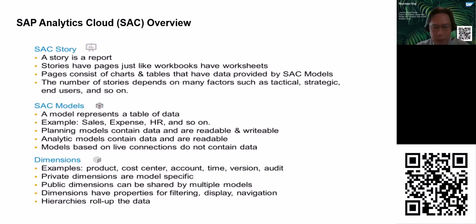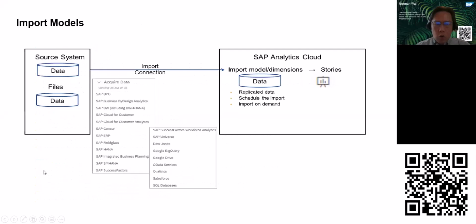Okay, there are topics such as private dimensions and public dimensions, and these are modeling components within SAC models. Okay, so why is it important?